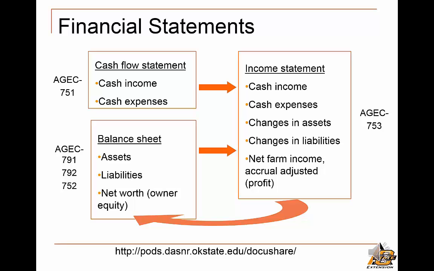As depicted in the chart here, the cash flow statement, together with balance sheets for the beginning and ending of the time period, provide essential information for the income statement. The numbers that are shown in this slide refer to OSU fact sheets that provide more detail along with detailed examples and step-by-step instructions for completing forms. AGEC 751 is the publication number for a fact sheet on the cash flow statement.